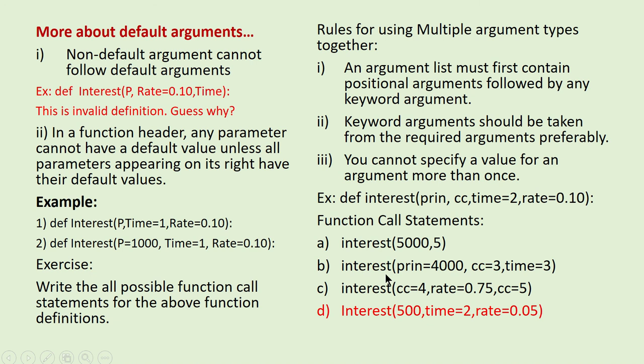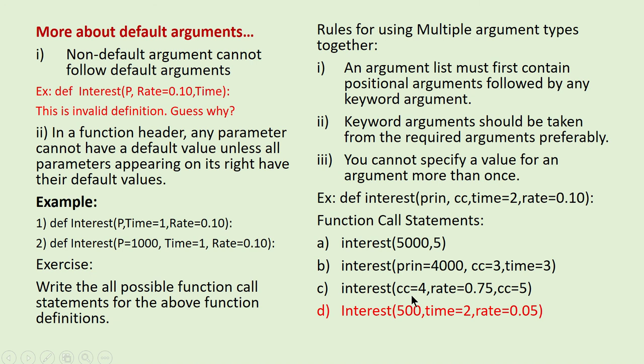Look at the second example: interest(PRIN=4000, CC=3, time=3). Here I have specified the names of the variables. I didn't specify the rate, but it is the last argument and a default argument. So even though you didn't specify it, there won't be any problem in calling that particular function.